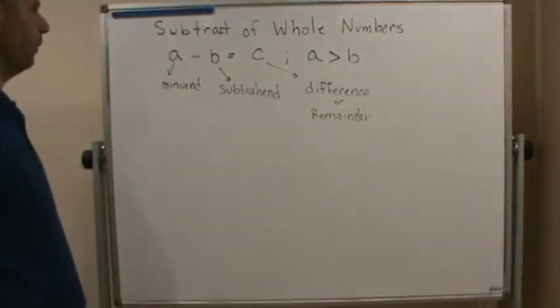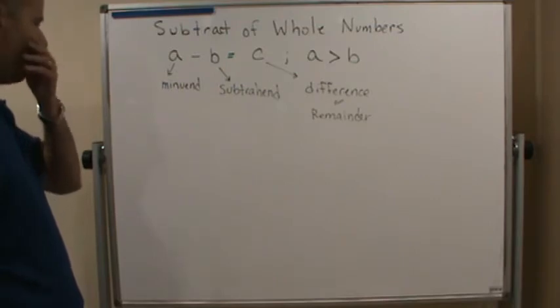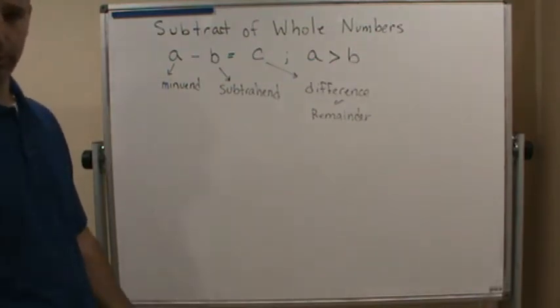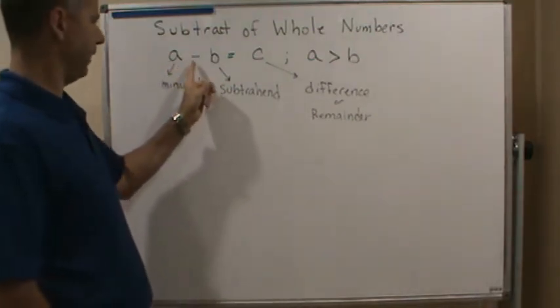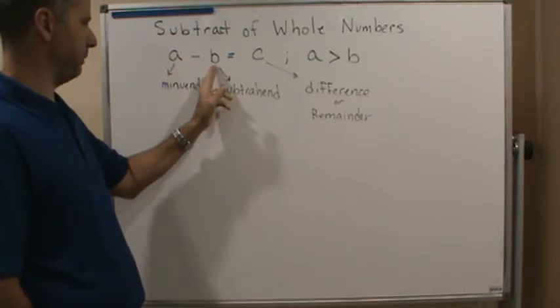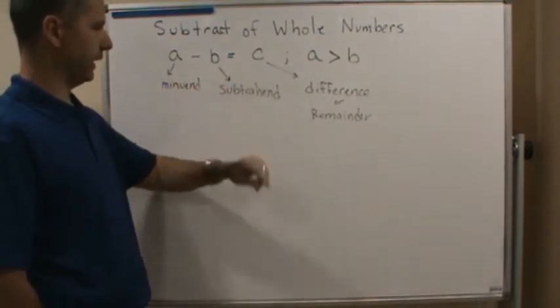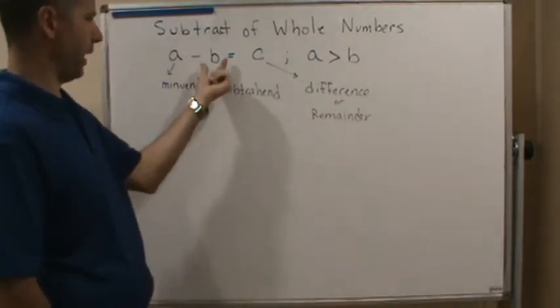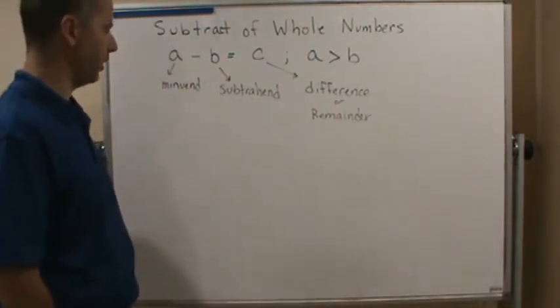Okay. So here's a definition of sorts. We have these two numbers. So again, let A and B and C be whole numbers. Okay. So A minus B, or subtracting B from A, equals C. And again, for right now, we're going to assume that A is bigger than B. So we're always subtracting the smaller number from the larger number.